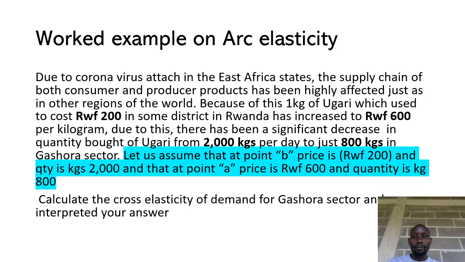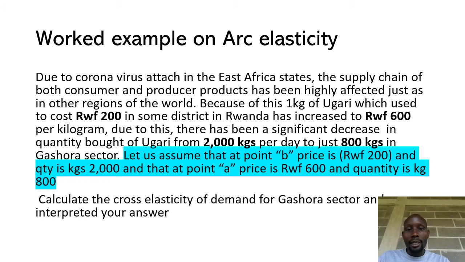So let's take this example, first of all for arc elasticity. This is going to be our question, and it reads: due to the coronavirus attack in East African states, the supply chain of both consumer and producer products has been highly affected, just as in other regions of the world. Because of this, 1 kilogram of ugali, which used to cost 200 Rwandan francs in some districts in Rwanda, has increased to 600 Rwandan francs per kilogram.